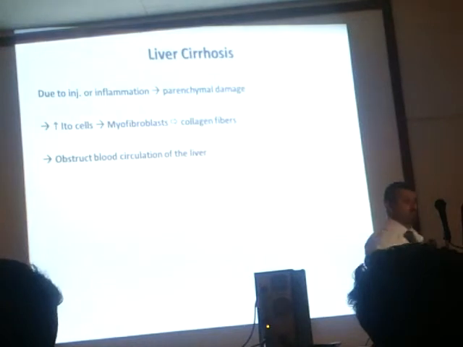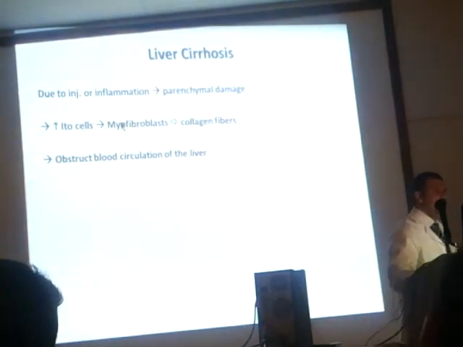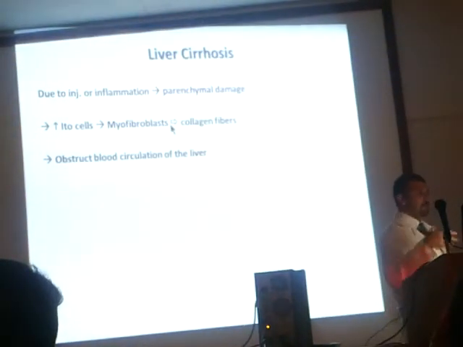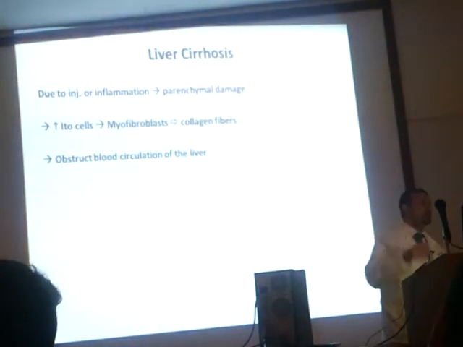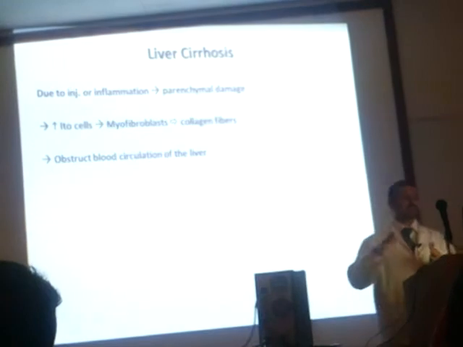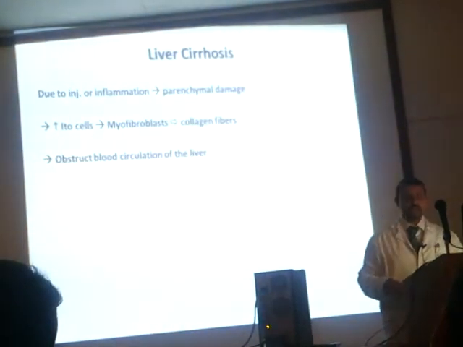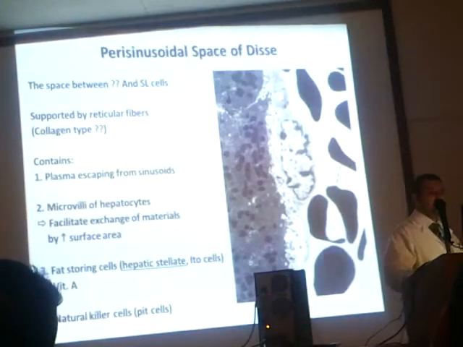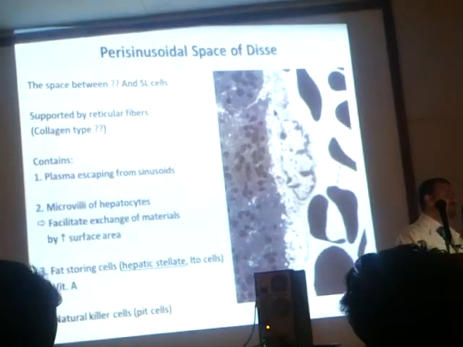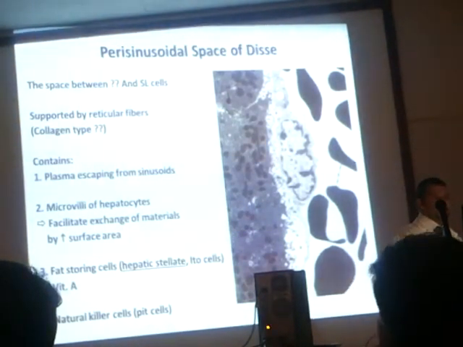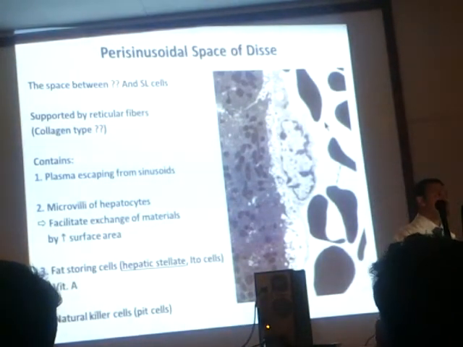Myo indicates what? Muscle function. And fibroblast, a fibrous secreting cell. So they will become active. In the fibroblast part, they will start secreting collagen fibers. As they secrete collagen fibers, what will they do? They will obliterate the space of Disse, preventing the exchange process, and also extend these fibers into the sinusoids.